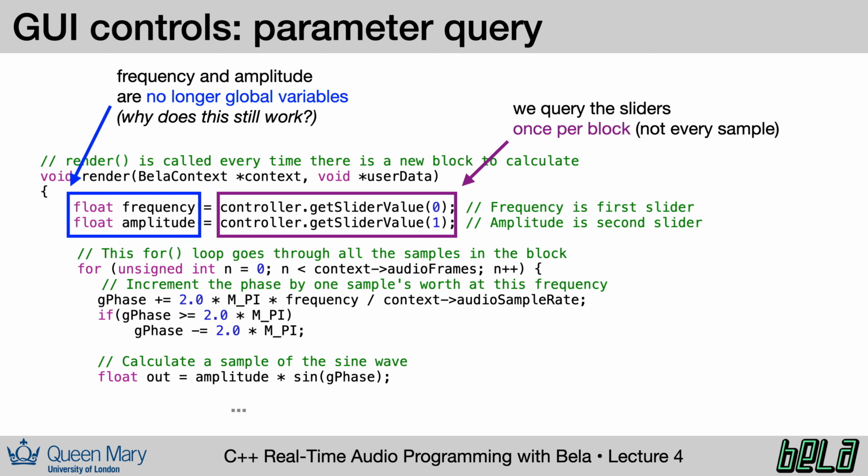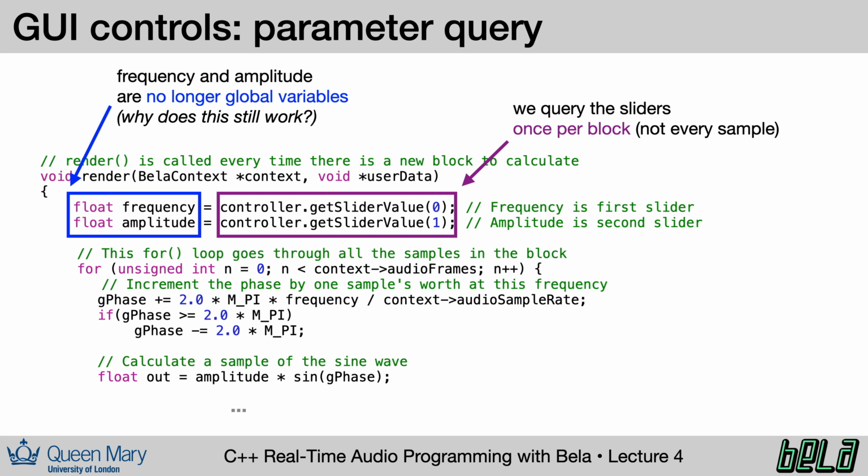Why would this be? The reason is that Bela is a hard real-time system, and your render function is guaranteed to be the highest priority task on the board. What that means is that when your render function is running, nothing else on the board is running during that time. That includes any code that would communicate with the browser-based GUI. So when the render function starts, we know that there's no way for the sliders to change value until the render function finishes, because the code that would monitor the sliders simply can't run. Therefore, it's safe to gather the value of the sliders once at the beginning of the render function and use that for the duration of that block.